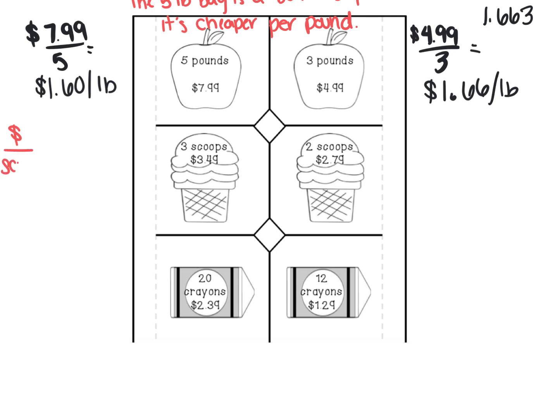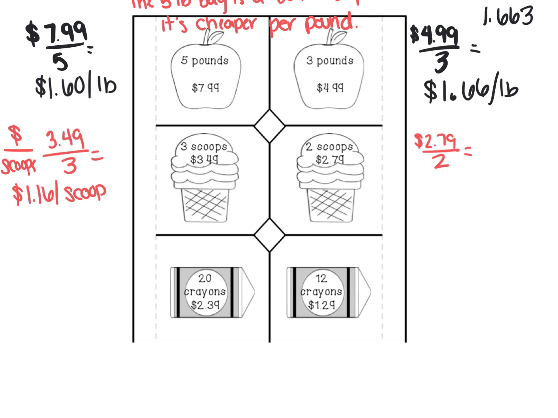All right, here we go. We're putting cost over scoops. $3.49 over 3. $2.79 over 2. And let's break it down. Who's got me a price per scoop on the triple scoop? Gus. The triple scoop is $1.16 per scoop.